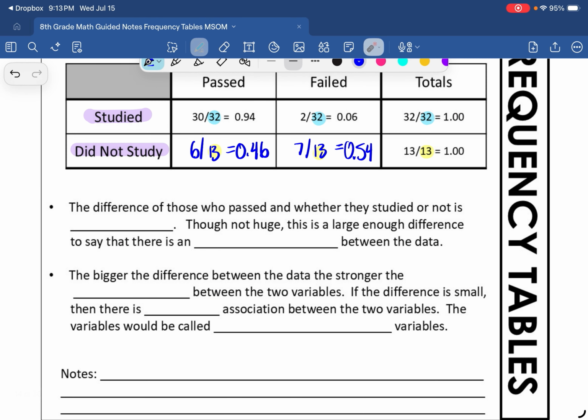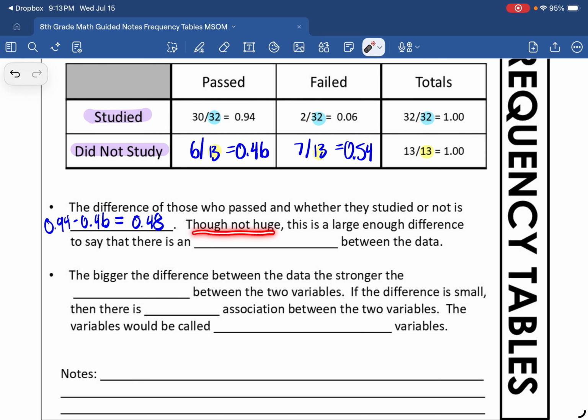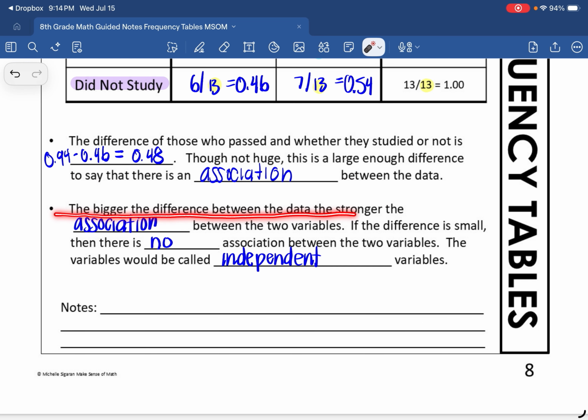The difference of those who passed and whether they studied or not: we're comparing 0.94 and 0.46. So we will subtract to get that, and that equals 0.48. Though not huge, this is a large enough difference to say that there is an association between the data. The bigger the difference between the data, the stronger the association between the two variables. If the difference is small, then there is no association between the two variables. The variables would be called independent variables, meaning they do not affect each other.